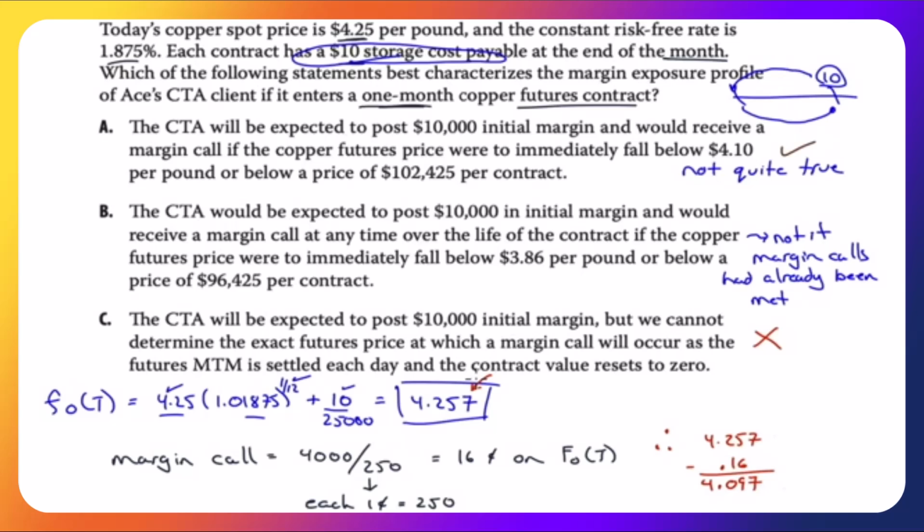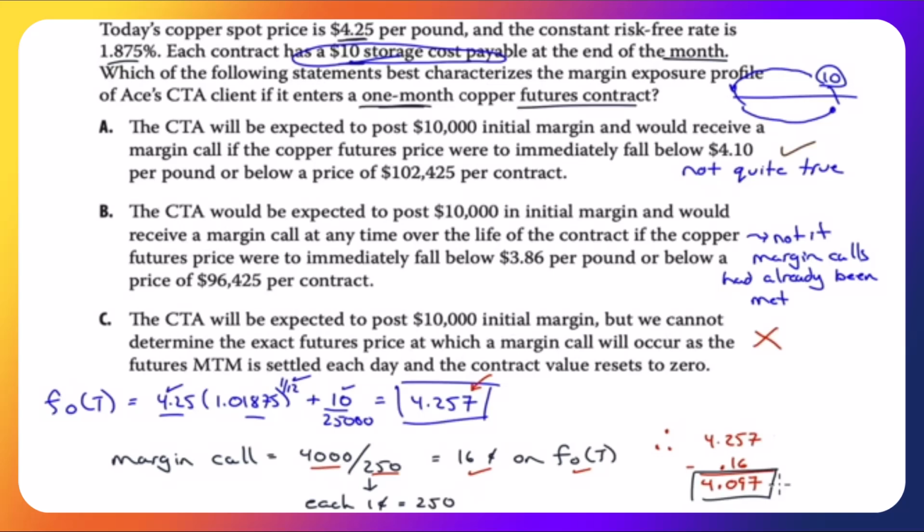We have an initial margin of $10,000, which we learned on the previous screen. Maintenance margin of 6,000, so we can lose 4,000 on mark to market. How much would the futures contract have to change to hit 4,000? We take 4,000 divided by 250. 250 is the gain or loss per penny, and we get 16 cents on the, again, I'm being sloppy here, on the futures price. So if the futures price drops 16 cents, and here it is here, 4.097, we would have a margin call.